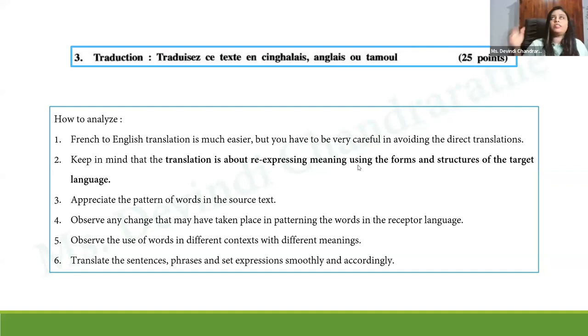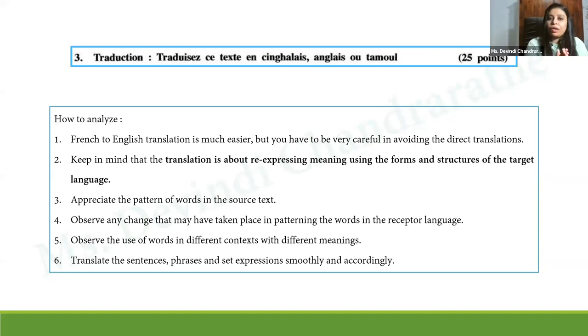For example, I'll take this example. If it is a French to English translation, a simple example: j'ai 25 ans, which means I am 25 years old, right? J'ai 25 ans, I am 25 years old. Je m'appelle Devindi. My name is Devindi. Literally, I call myself Devindi, right? So likewise, you have set ways. You have to find these, tackle them and do the proper translation. For example, j'ai 25 ans: you are not saying I have 25 years. You are saying I am 25 years old, right?